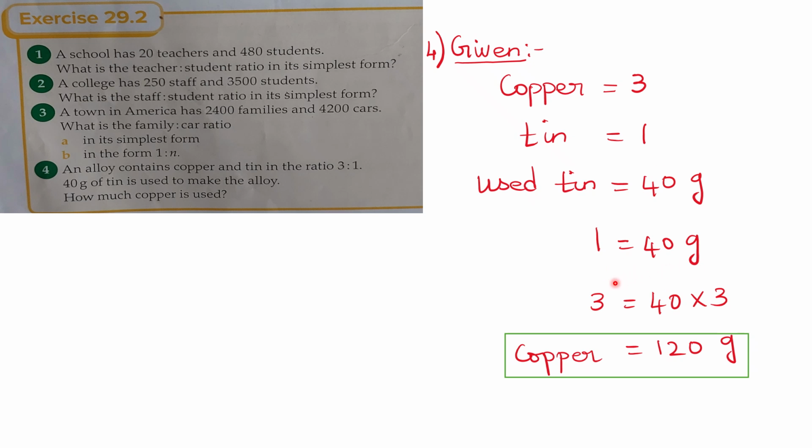Now we have to find how much copper is used. Copper equals 3, so 3 equals 40 into 3. 40 into 3 is 120 grams. So how much copper is used?